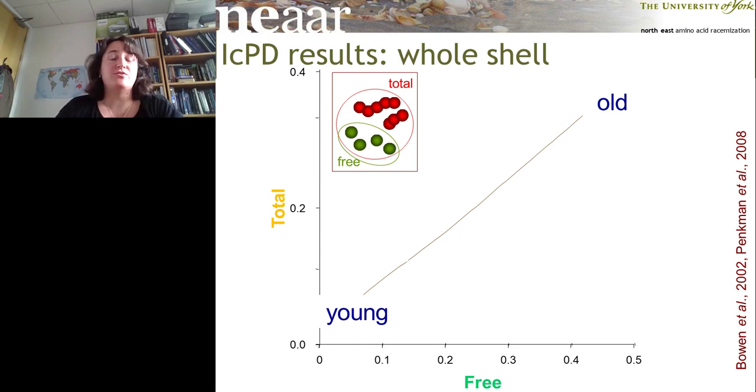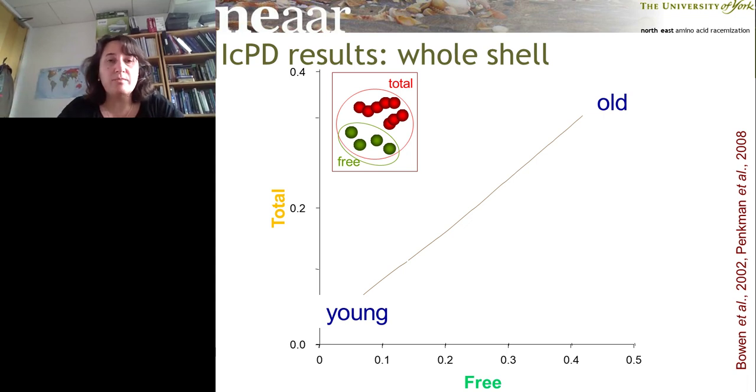So we've got a range of ways in which we can show the data, and one of the most useful mechanisms we use to check the quality of the data is by looking at those two fractions that we pull from the same sample. So along the x-axis here, you've got the extent of racemization in the free fraction, and along the y-axis, you've got the extent of racemization in the total fraction. And what we would expect to see is that young samples fall towards the origin, so low levels of DL, and older samples fall towards the top right of the graph. And we would expect samples to fall somewhere along that line.